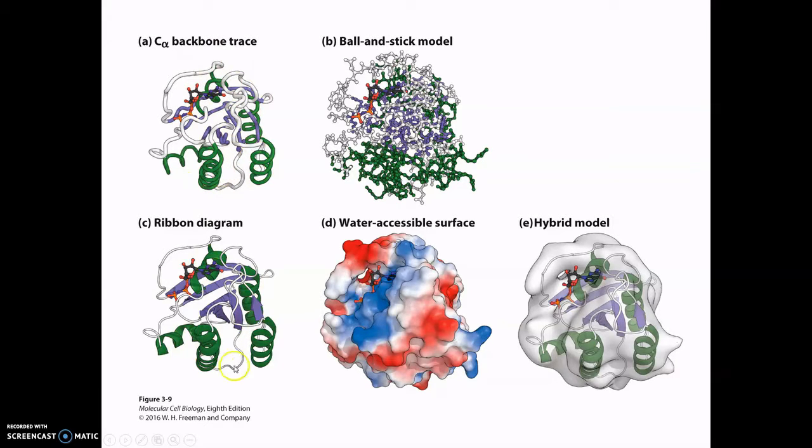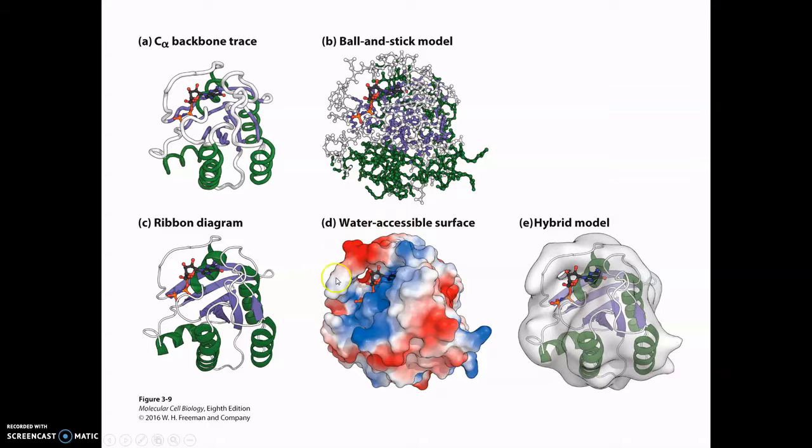Here we have something called a ribbon diagram. It's essentially a backbone trace, but we've replaced the alpha carbon and the beta sheets with these cartoon representations. And this just simply allows us to see the secondary structures more easily. So we can see that there is a parallel beta sheet over here, and that it is bound on one side to this alpha helix, and you can see that this whole thing is sitting on top of another beta sheet, something that isn't as easy to see up here.